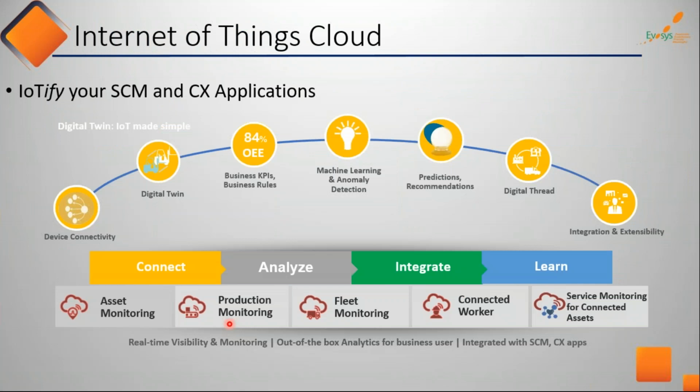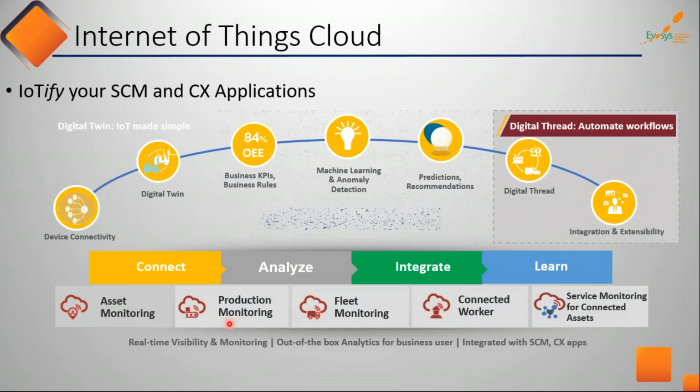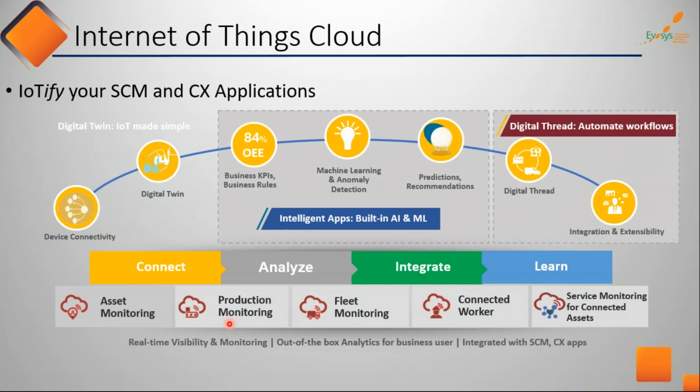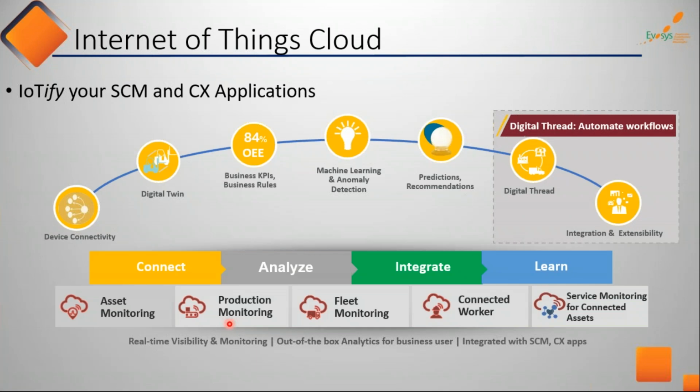So, to IoTify your supply chain in your CX application, there is a journey that has been divided into 3 major parts, where you first automate your digital thread, apply intelligent apps, built-in AI and machine learning within these applications, and create your IoT digital twin to have real-time data, a real-time replication of your asset organization.